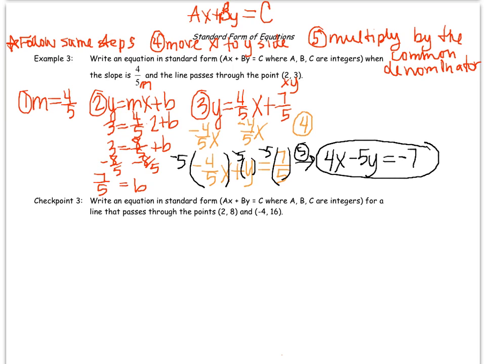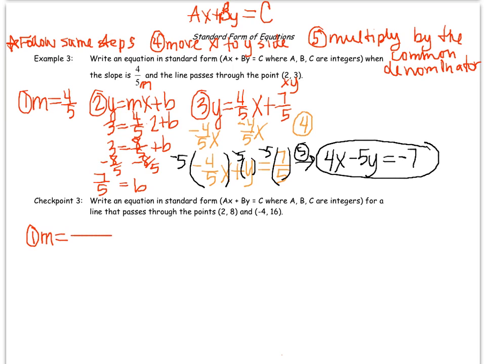Alright, checkpoint 3 is a tiny bit different. If you want to pause it and try it on your own, you can go ahead and do that, but it is a little bit different. We're still following the exact same steps though. It says write an equation in standard form for a line that passes through these 2 points. So they give us 2 points. So step 1 is different.